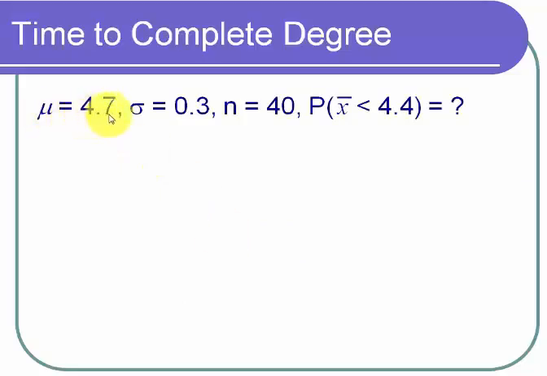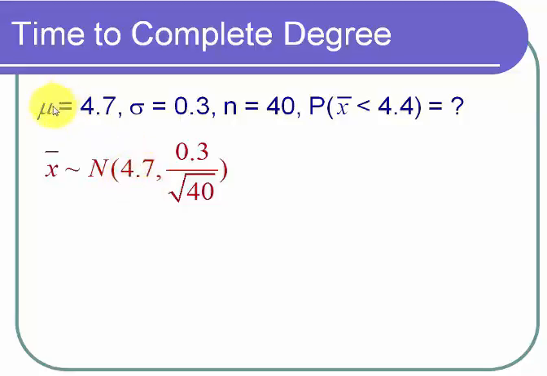So now let's look at our numbers. Our mean was 4.7 for the population. Sigma was 0.3, n is 40. We want the probability that x bar is less than 4.4. The central limit theorem tells us that x bar is approximately normally distributed, with mean 4.7 because mu sub x bar is the same as mu. On the other hand, sigma sub x bar is not the same as sigma. It's not 0.3. It's 0.3 divided by the square root of the sample size. So 0.3 divided by the square root of 40.